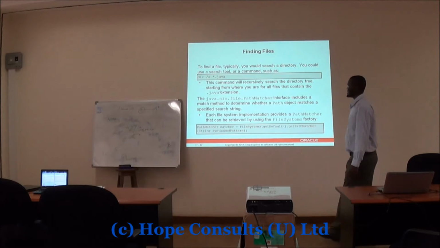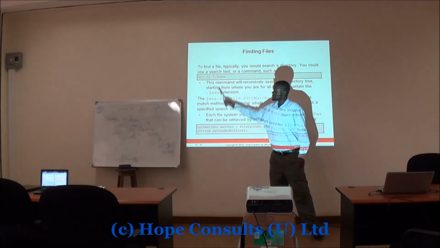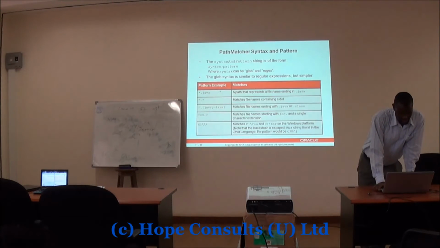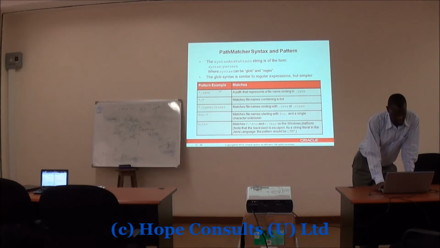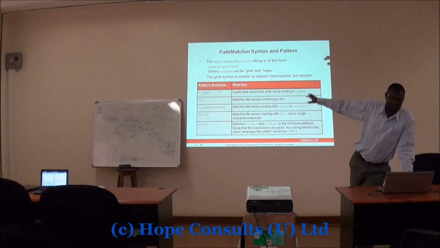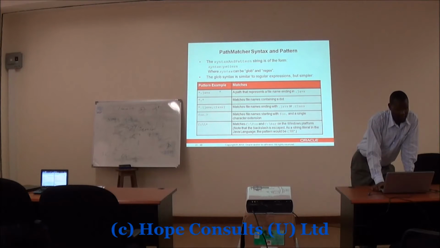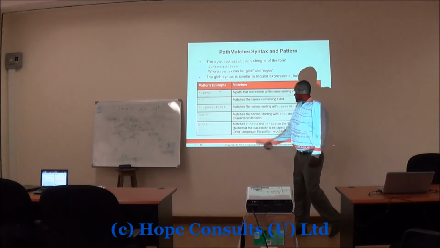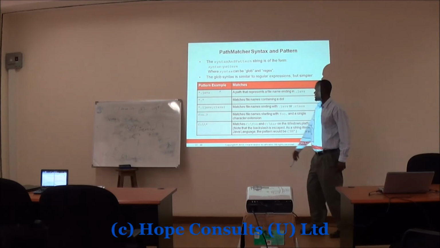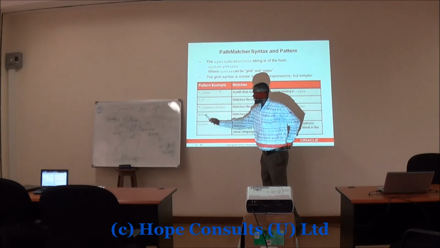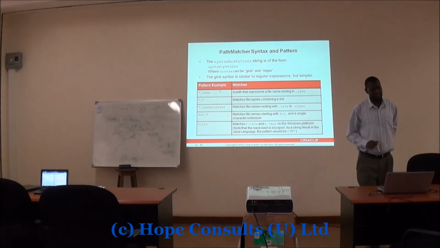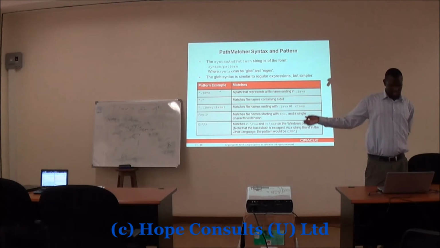Then finding files is the same. We've seen this before. You specify the extension without the name. Then we've seen this pattern matching. In this case, we are looking for any file that starts with 4 and has one character as the extension. These are the patterns we looked at yesterday.